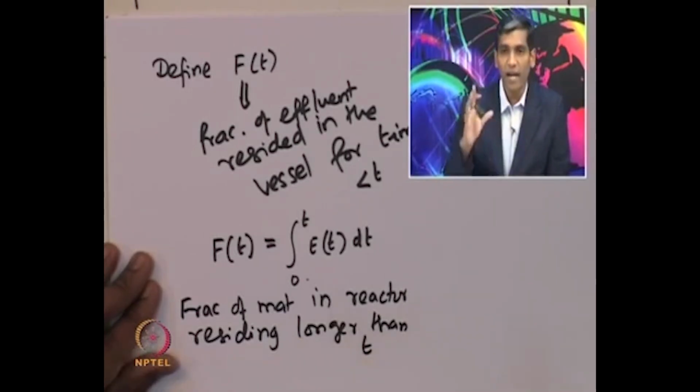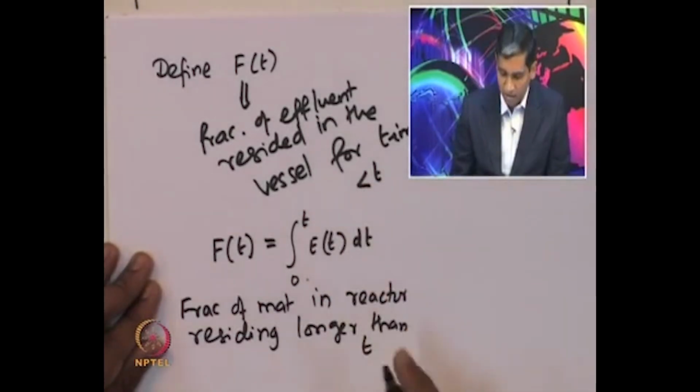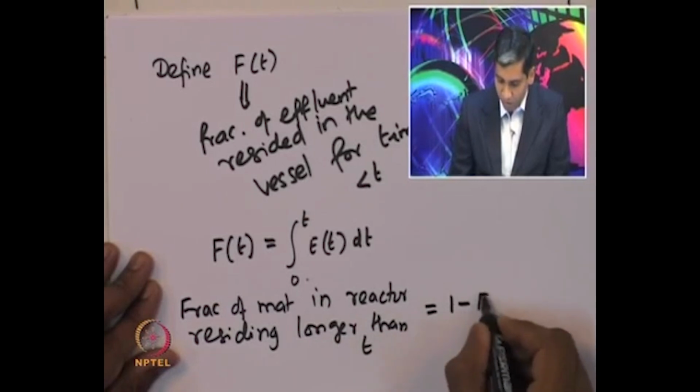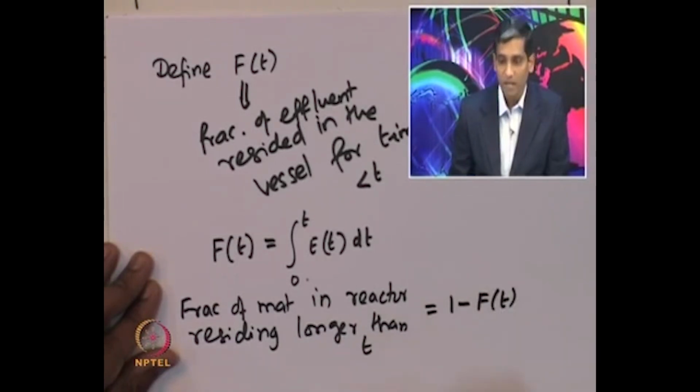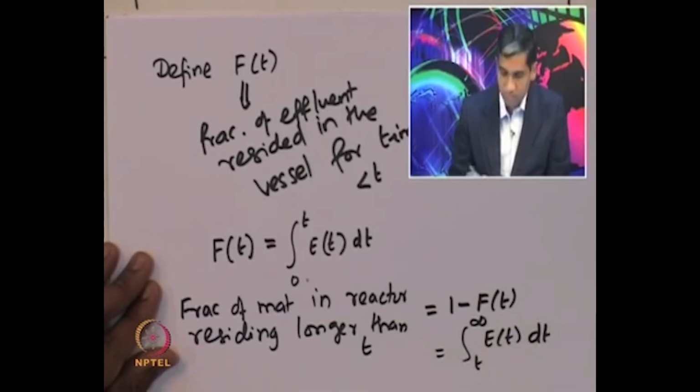That is, what is the fraction of material which is staying inside the reactor for a time greater than t, and that is given by 1 minus F(t), which is equal to the integral from t to infinity of E(t) dt. So, the sum of these two is obviously equal to 1.